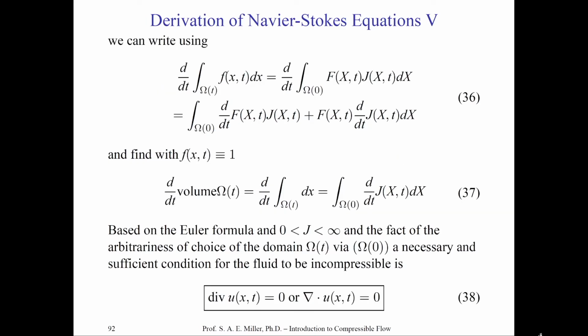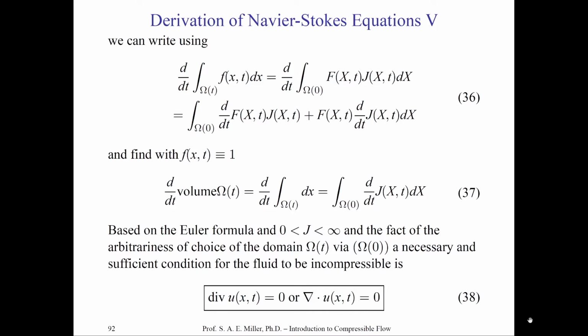Indeed, based on the Euler formula and the fact that the Jacobian must be 0 or a positive real value, and the fact of the arbitrariness of the choice of the domains omega and the initial domain omega 0, that means that the condition for the fluid to be incompressible is necessary and sufficient if we write the divergence of u is 0, or nabla dot u is 0, which of course is the exact same statement. So you can see this is actually the so-called D'Alembert condition, which was derived and first used by Jean-Laurent D'Alembert in Paris before Euler set it out.